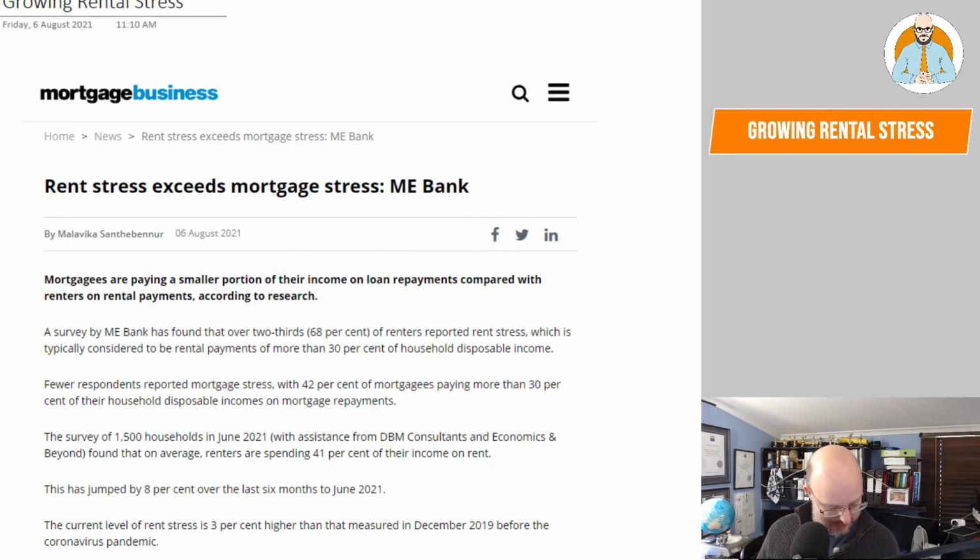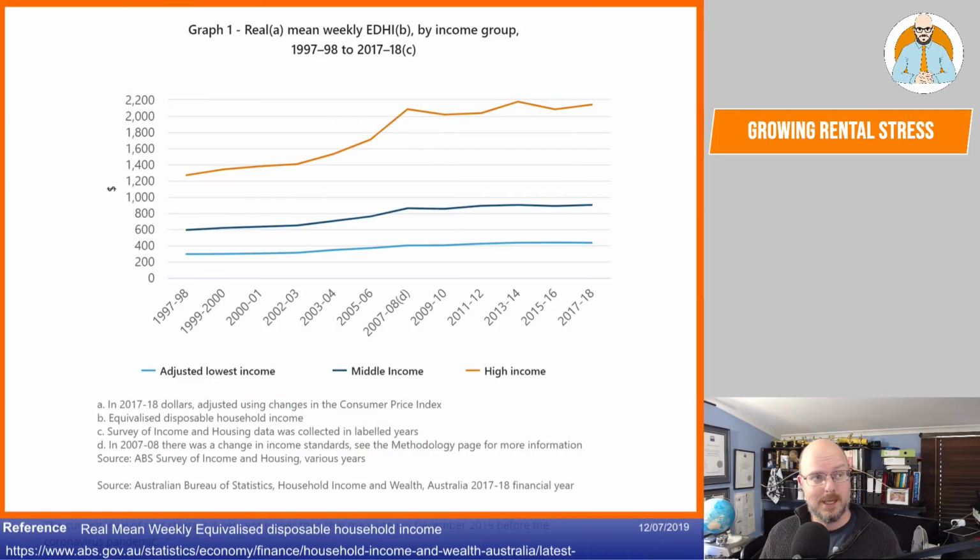This is a chart that, when I saw it, still disturbs me. Here we have the adjusted lowest income in Australia, the middle income, and the highest. This is household income per week. Highest are over $2,000. Middle, just under 1,000, in the 900s. Lowest, $433.